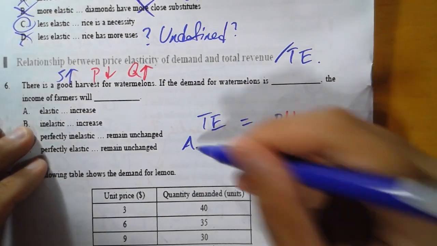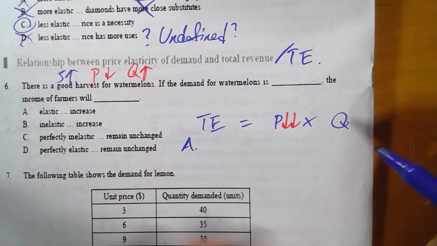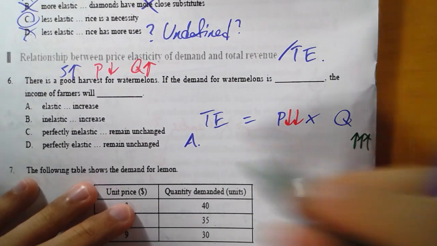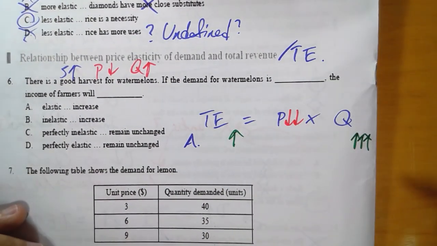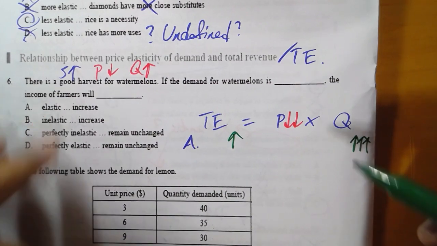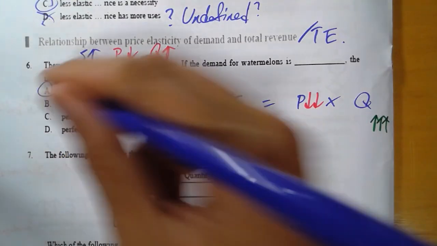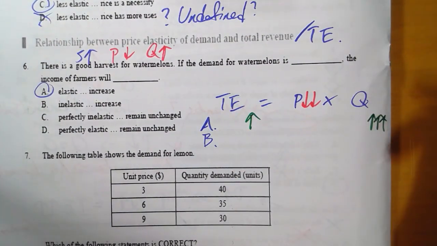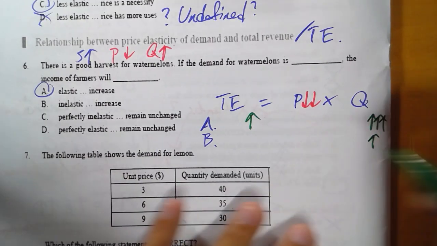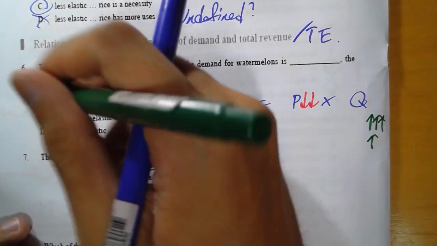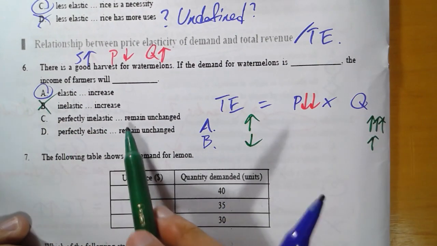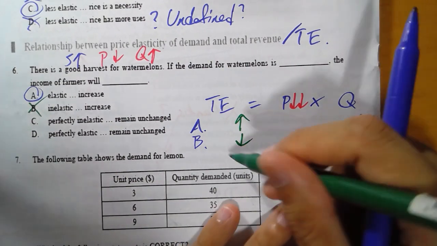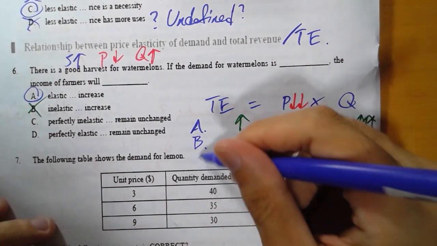For option A, if this is elastic, then what happens? Then this guy would increase more, meaning TE would increase. Cancel this out, would increase. Elastic, increase. Yes, the answer that we want. Let's look at the others. B, if inelastic, then you see Q moves slower. This one will actually decrease. So not the answer. C, perfectly inelastic. If it is perfectly inelastic, then this guy won't change and this will drop. So C is also not correct.